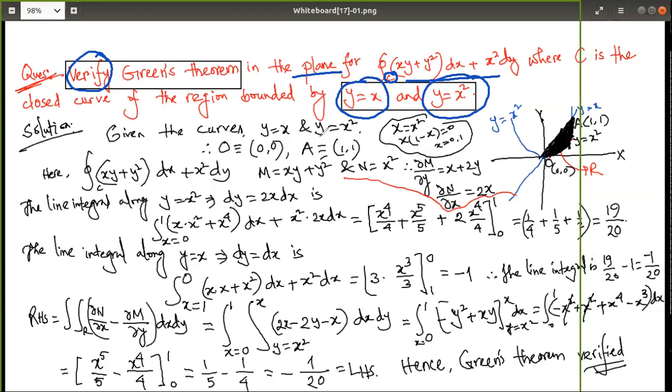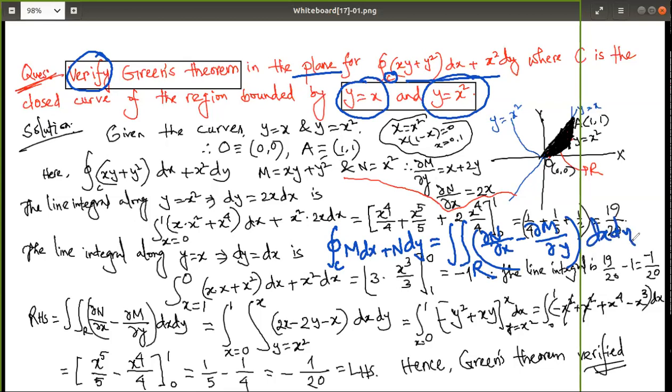According to Green's theorem, in a simple way, the line integration of M dx plus N dy equals the double integration of del N by del x minus del M by del y dx dy. This is the mathematical form of Green's theorem.